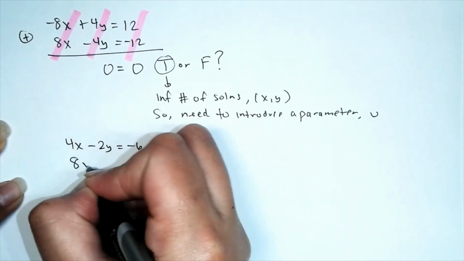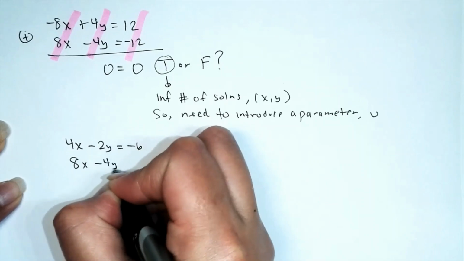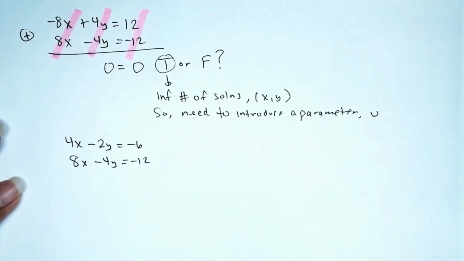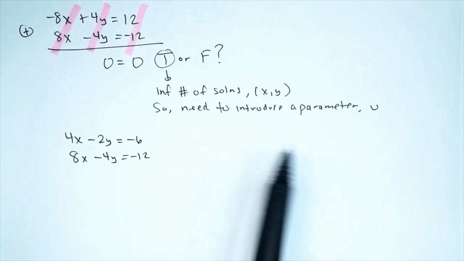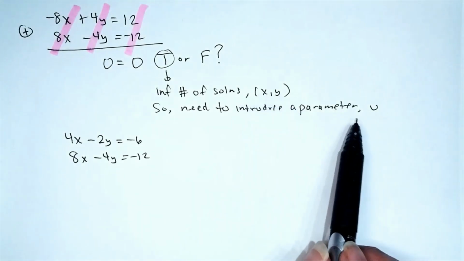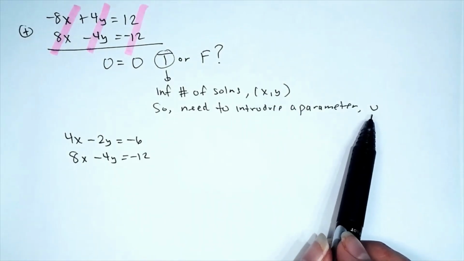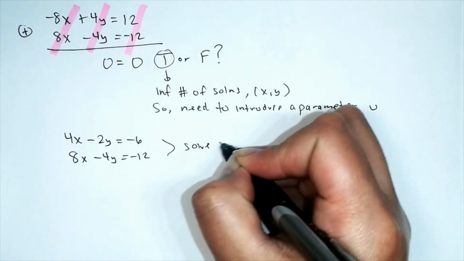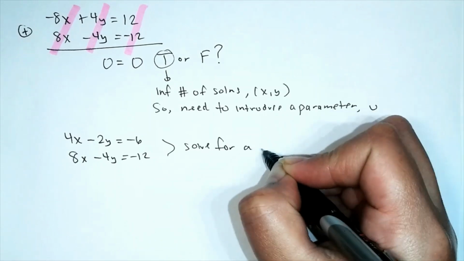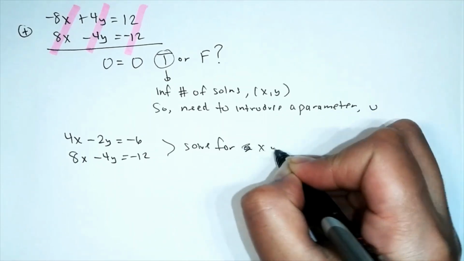Okay, so we are gonna start fresh. Let's go ahead and do this. What we need to do is write both x and y in terms of a parameter or new variable u. So what I need you to do is solve for x or y in any of these equations. Solve for x or y.